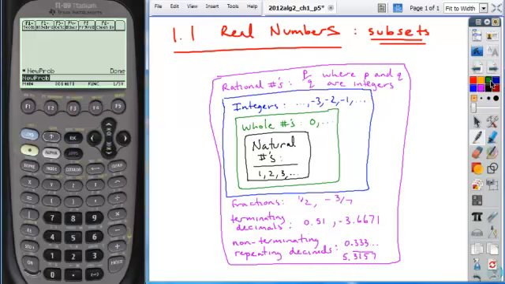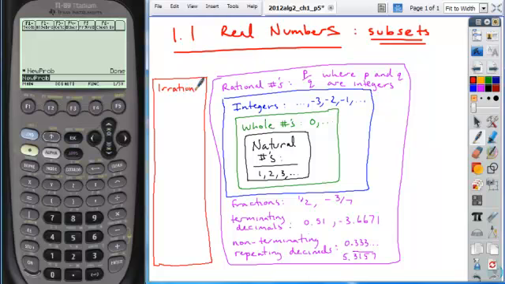Okay. Separate from this is going to be the set of irrational numbers. So any real number that is not rational is considered irrational. So irrational numbers cannot be expressed as a fraction or a ratio of two integers. It includes any radical that can't be simplified into an integer value.